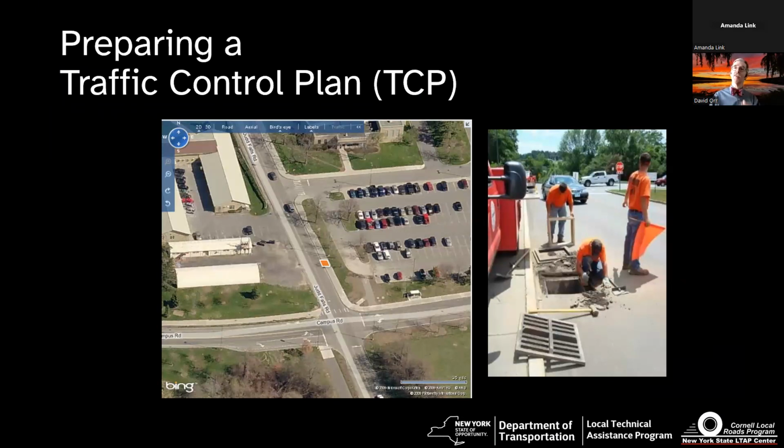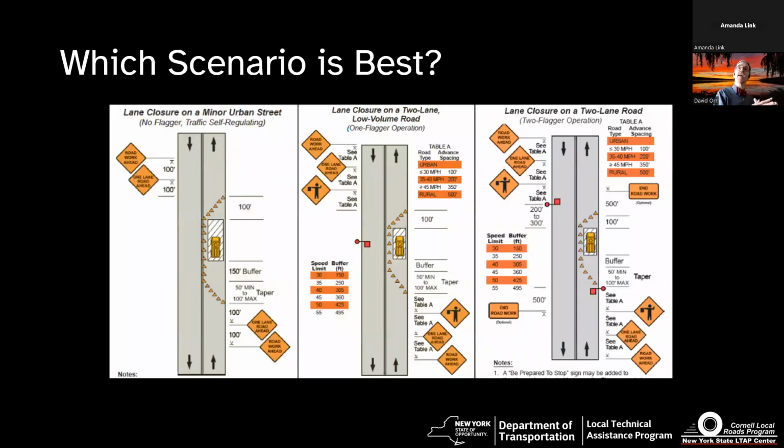Now here we've got our scenario that we just talked about with the flagger. Okay, we know there's some issues with that. So what I want to do is I want to do a better job in this particular case. We're going to be repairing a catch basin on the roadway with well over 1,000 vehicles a day. It's quite busy. Okay, so which scenario is best? If I'm working on a catch basin on this roadway right here, okay, do I have a lane closure on a minor urban street? Do I have a lane closure low volume road? Or do I have a lane closure on a 2-lane road? Okay, somebody in the Q&A, tell me which of those 3 scenarios you think is best.